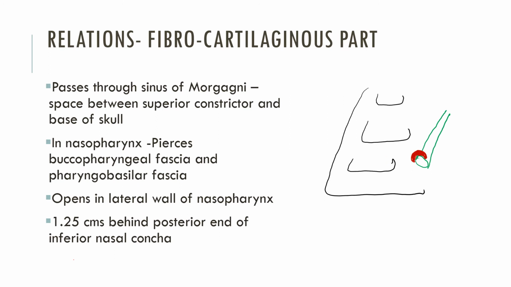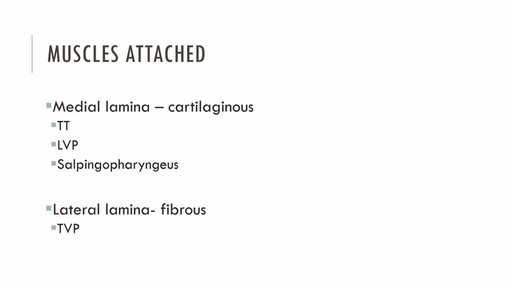Then it passes through the sinus of Morgagni, which is the space between the superior constrictor and base of skull. It pierces two fascia of the pharynx, that is buccopharyngeal and pharyngobasilar, and opens in the lateral wall of the nasopharynx. This we have seen already. Muscles attached to the auditory tube: the medial lamina, which is cartilaginous, gives attachment to tensor tympani, levator veli palatini, and salpingopharyngeus muscle, whereas the lateral lamina, which is fibrous, gives origin to tensor veli palatini muscle.